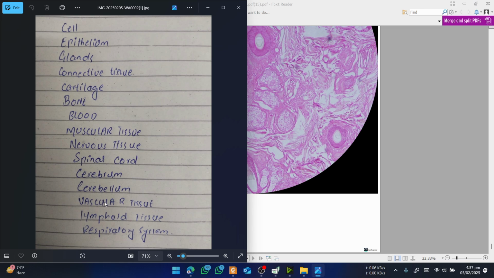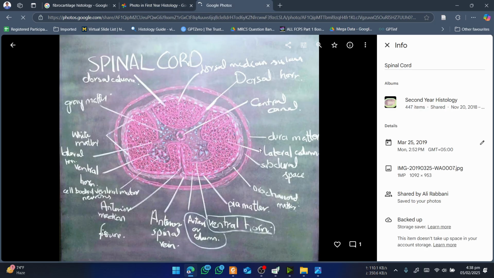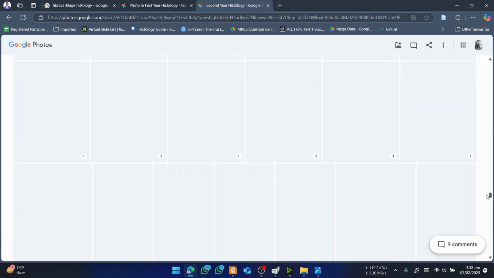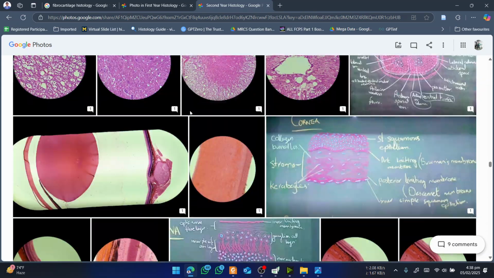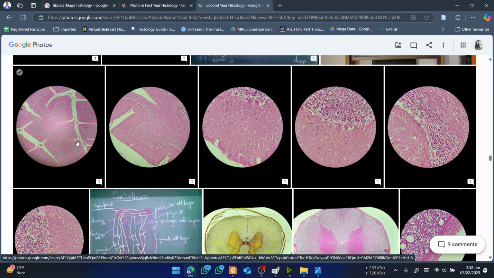Muscular tissue, we saw medium-sized artery and vein, large-sized artery and vein. Lymphoid tissue, four types of lymphoid tissue. We saw thymus, spleen, lymph node, and palatine tonsil, and trachea and lungs. Now we are left with cerebrum and cerebellum. Cerebrum is actually a little difficult slide to identify, but I'll try my best. Let's go through cerebellum first.